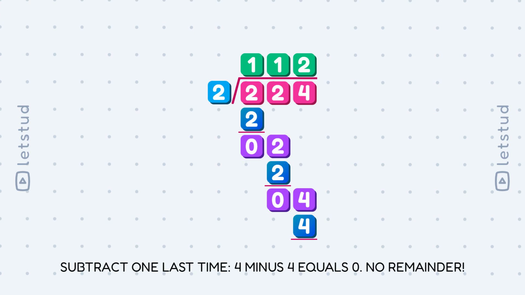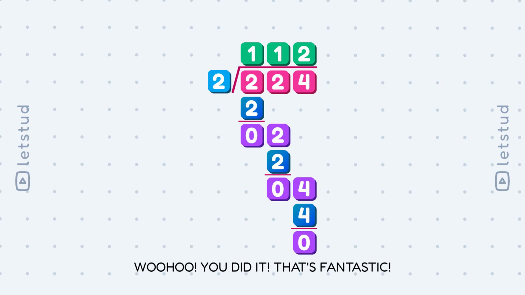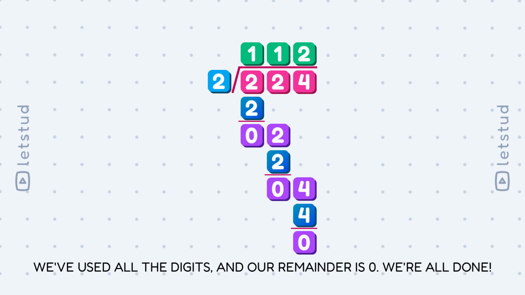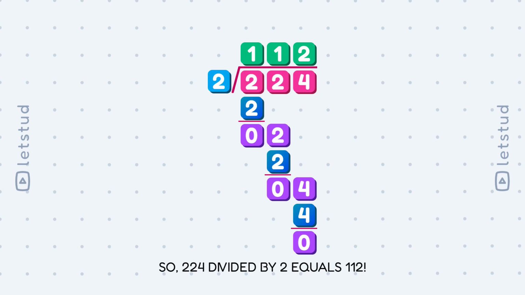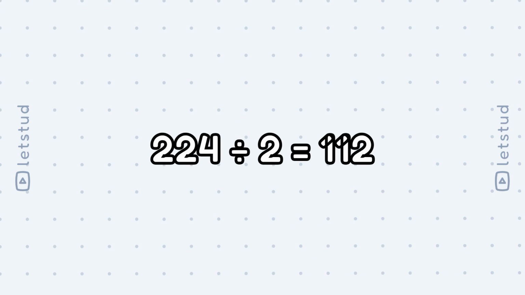No remainder. Woohoo, you did it. That's fantastic. We've used all the digits and our remainder is 0. We're all done. So 224 divided by 2 equals 112. We just learned how to divide 224 by 2 step by step. See, long division can be super easy and fun.